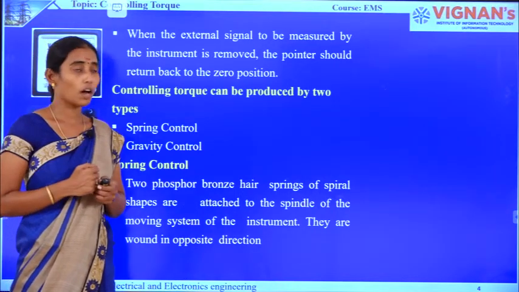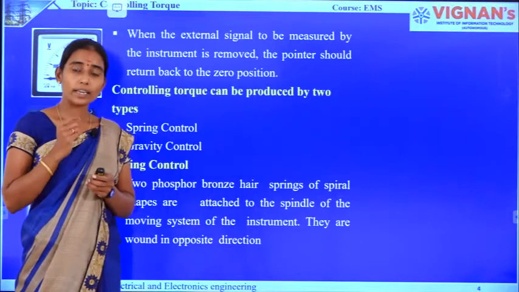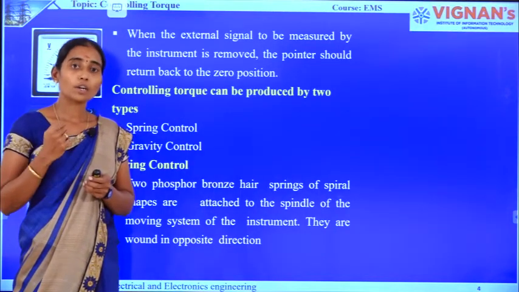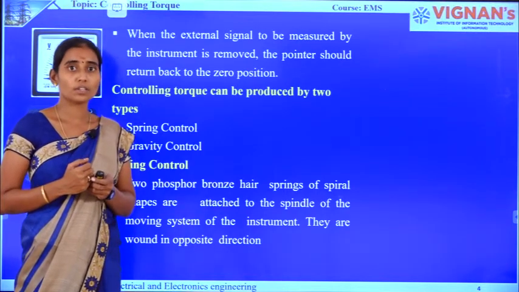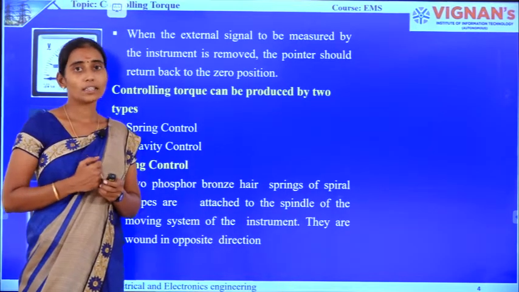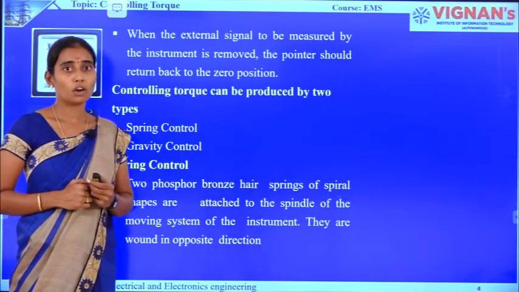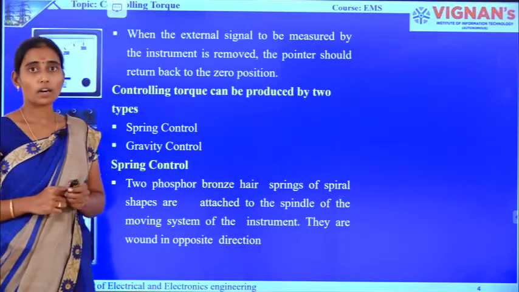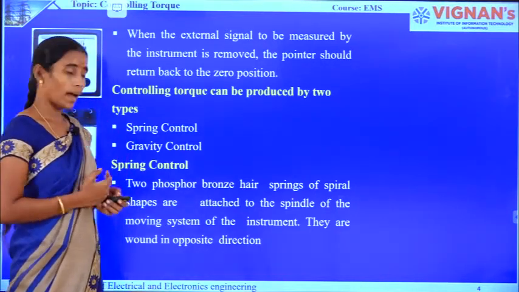So the controlling torque serves two purposes. That means it allows the pointer to indicate a steady value, and it also helps the pointer to deflect back to its initial 0 position when you remove your external signal. Those are the two purposes served by your controlling torque. This controlling torque can be produced by two methods. Those are spring control and gravity control.